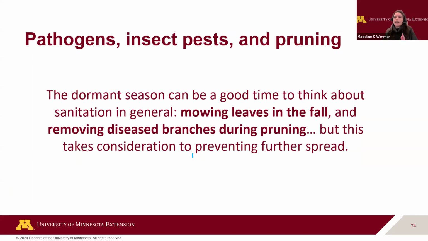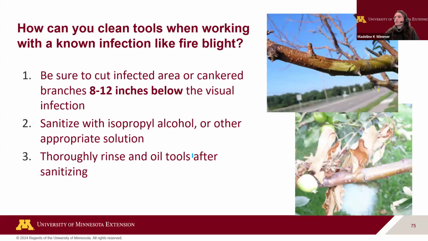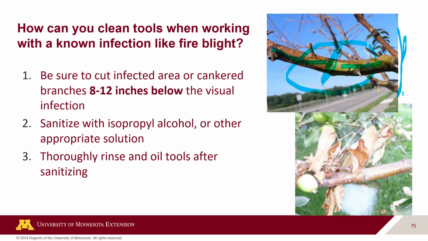But this is also a good time to be thinking about removing fire blight branches and shoots in order to prevent their spread. And when you do that, here's an example of a branch that's infected with fire blight. You can see there's kind of this divide here between the dying part and the fresh part. What I would want to do is I would want to go way back here and remove the branch at this point. So as much as you can, basically about 8 to 12 inches below the visual infection to try to not get spores and infection material on your pruners.